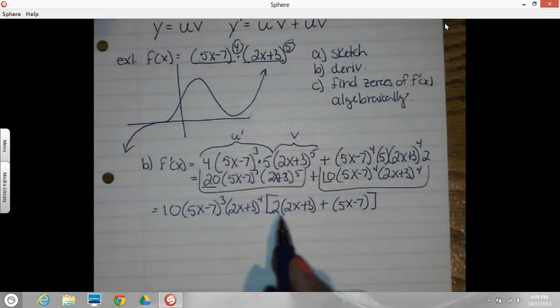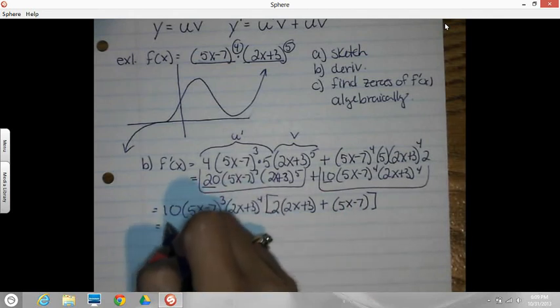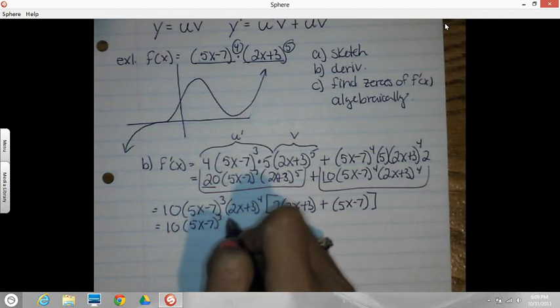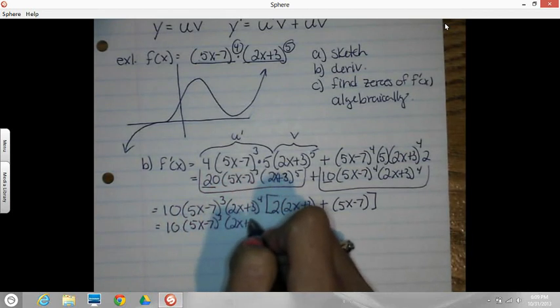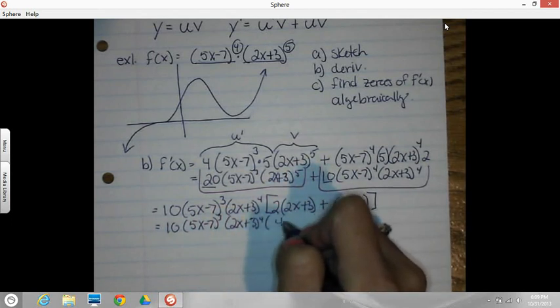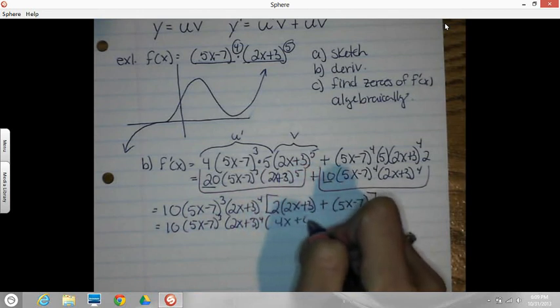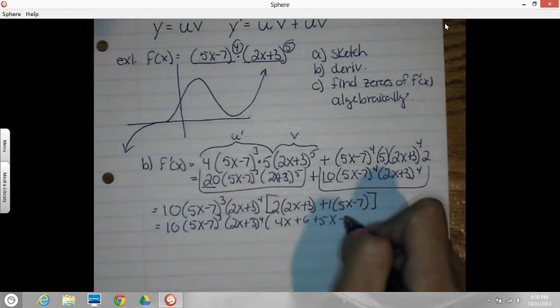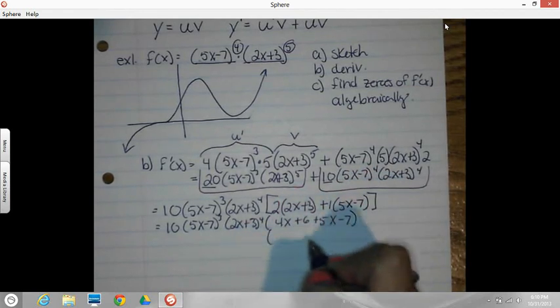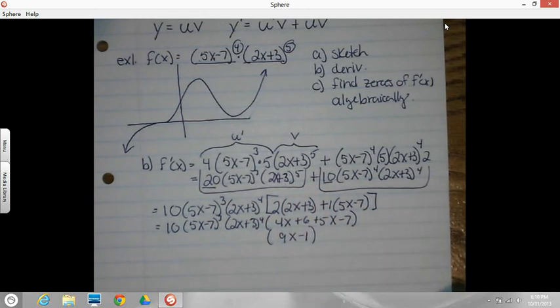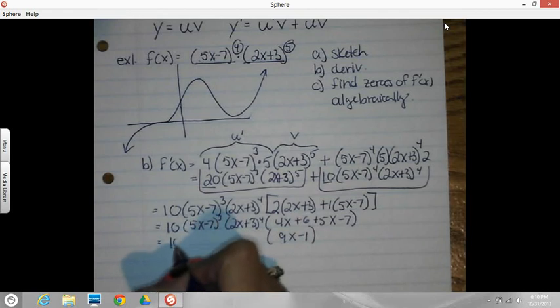Now all I have to do is combine within the two baskets by distributing and getting rid of parentheses. And 9x minus 7 cubed, 2x plus 3 to the fourth, we'll do a 4x plus 6, distributing a 2 here, plus 5x minus 7, 9x minus 1. Okay, plus this stuff here.